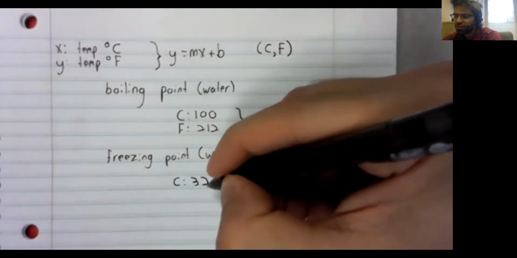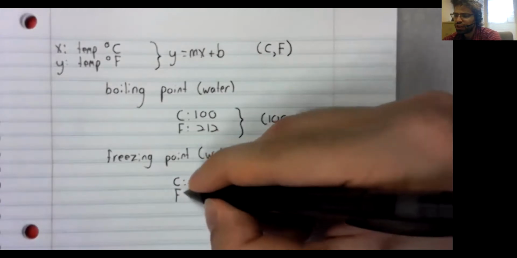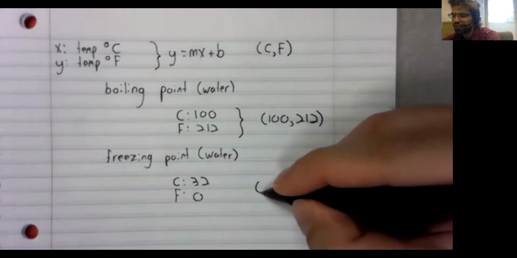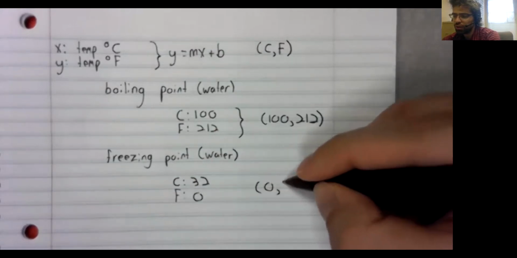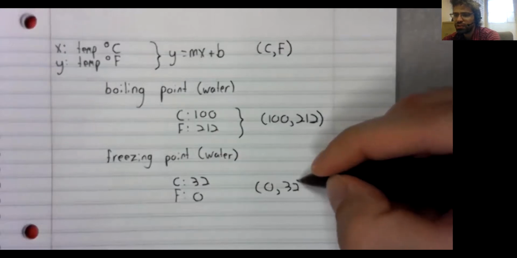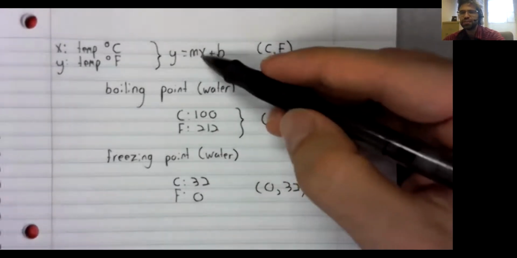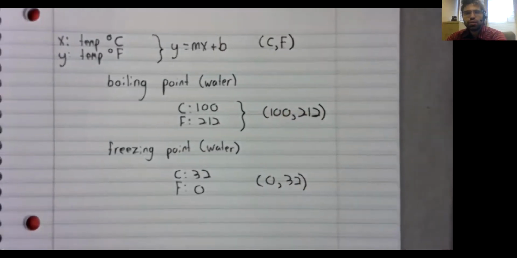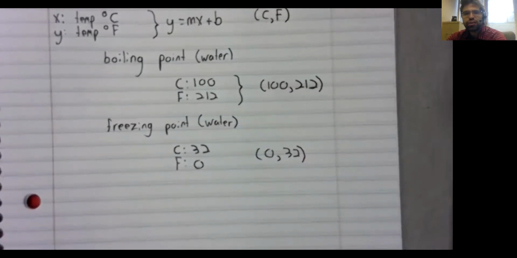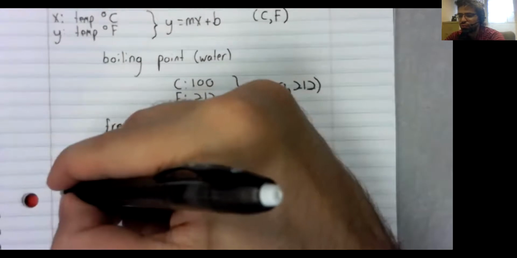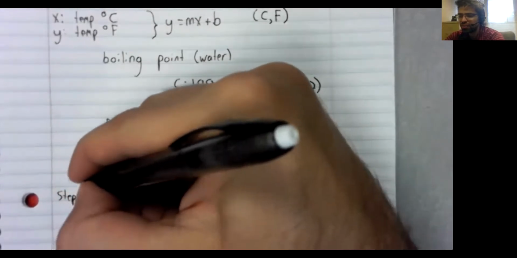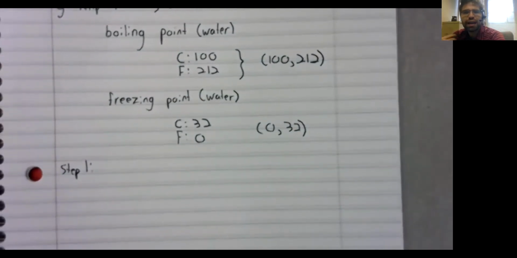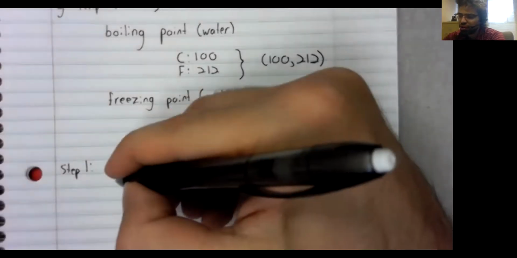And we'll do the same thing with the freezing point, 32 and 0. This point is a point on this graph. And now we are looking for the equation of a line that goes through 2 points. And we'll take it step by step. It's a very algorithmic process.